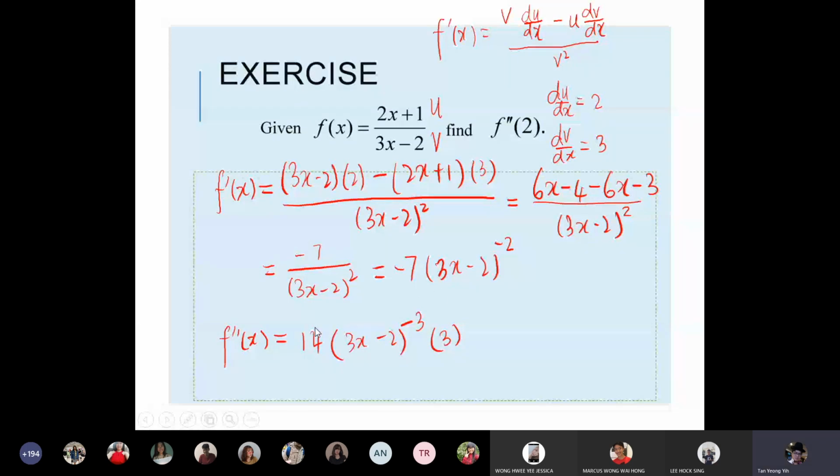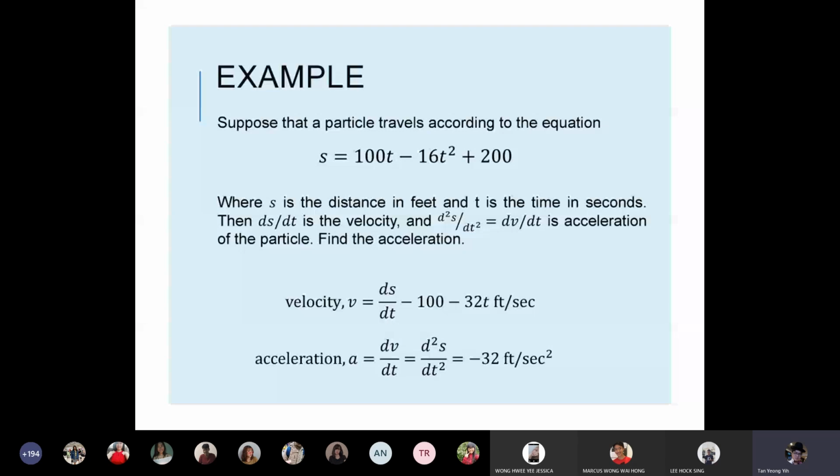So we can find the second differentiation by using the chain rule. We differentiate the outside one, negative 2, then we differentiate the inside one, we get 3, and we multiply. Therefore, the answer is 14 times 3. What do we get? 42. And 3x minus 2 to the power of negative 3. We can leave our answer like this.